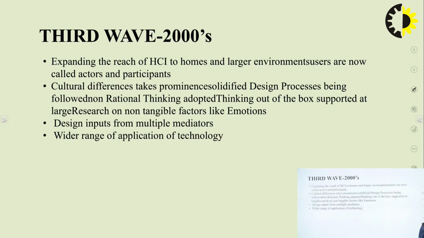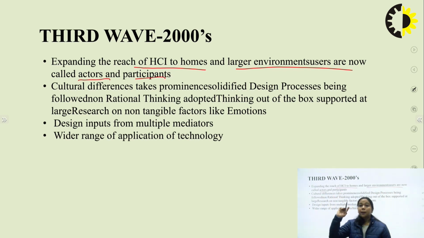Now the third wave. The third wave came up in 2000, after 10 years. Here there are some different points as per the requirement of the human or the requirement of the environment. It expanded the reach of HCI to home and large environment users, so they are now called the actor and the participant. Previously, it was called user. The next wave was called human. Now we move HCI to home. Now it will be called actor and participant.